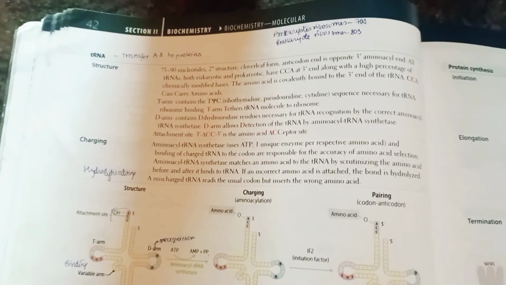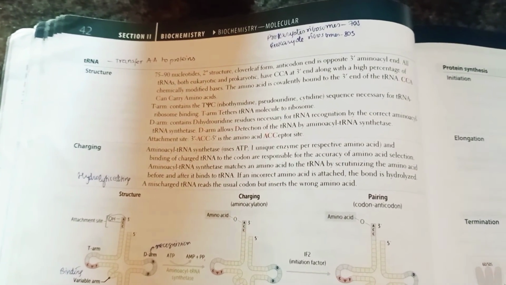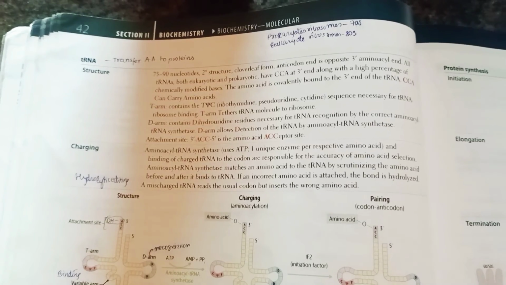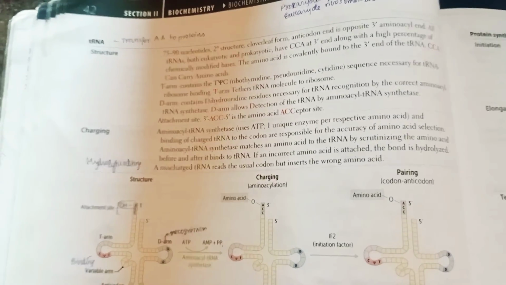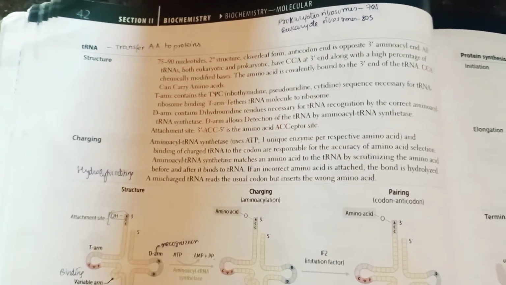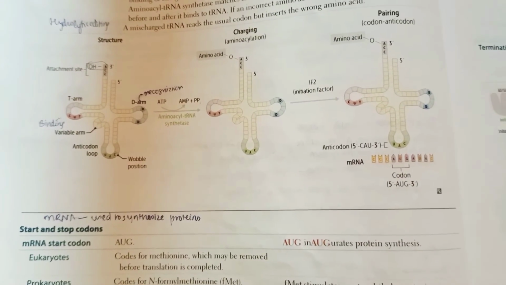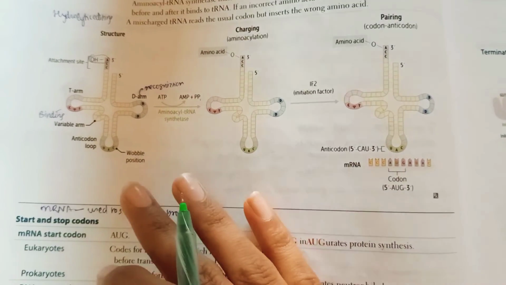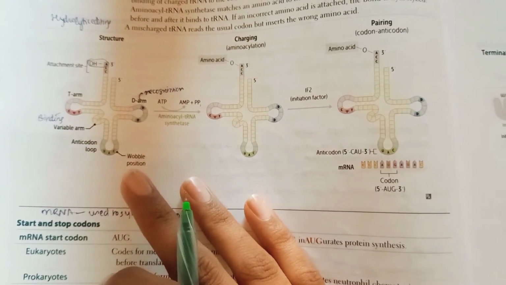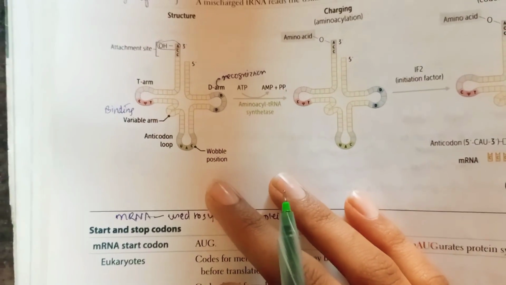Let's continue the last part of molecular biochemistry. So that is with tRNA. So actually the tRNA transfers the amino acids to the protein. So let us see the tRNA structure first. tRNA structure. So you can see tRNA has a structure of a clover leaf shape.